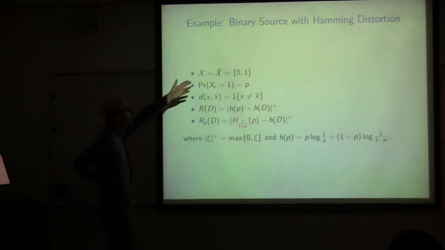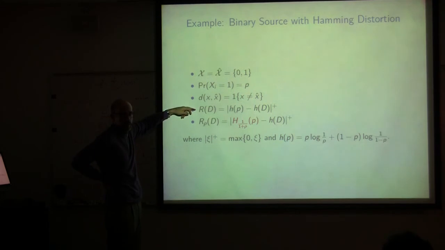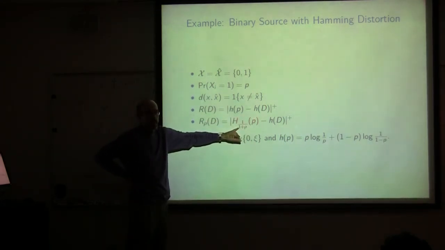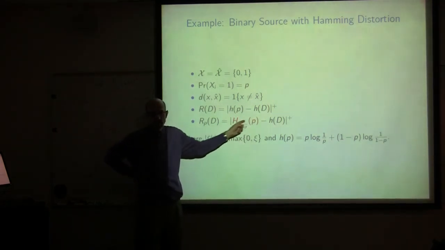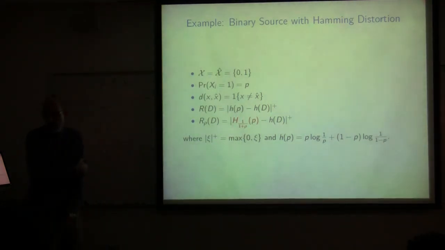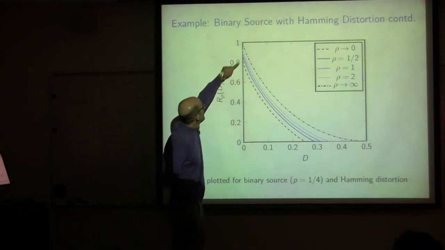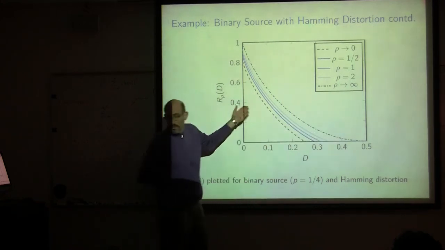This is what happens when you have a binary source with Hamming distortion. So X and X hat are in {0, 1}. The source is Bernoulli P, with Hamming distortion. This is the regular rate distortion function, and if you look at the Renyi rate distortion function, it's the same thing, but with the entropy of the source replaced by the Renyi entropy of the source. This one doesn't change. It's just this guy that actually changes. So when rho increases, the R rho of D should increase, right? Here's what happens. So this is rho zero, this is rho tending to infinity, and this is there.